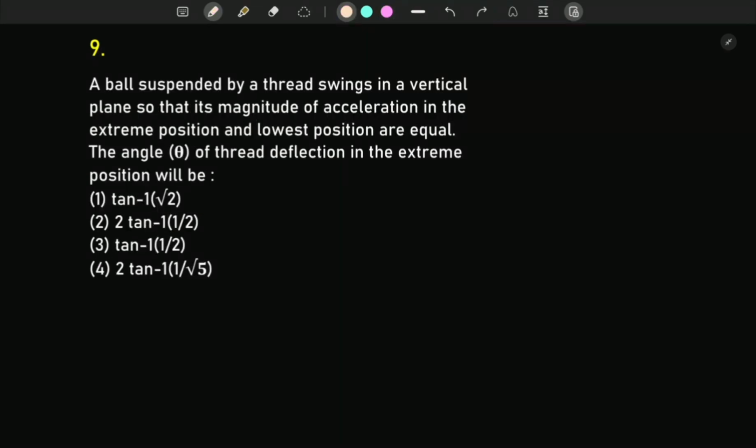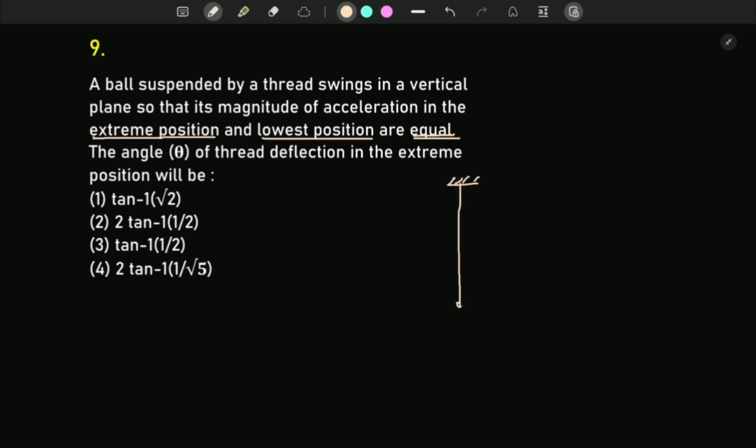Now the next question is a very beautiful question. It says a ball suspended by a thread swings in a vertical plane so that its magnitude of acceleration in the extreme position and lowest position are equal. So this is the relation we are given. We need to find the angle of thread deflection in the extreme position.